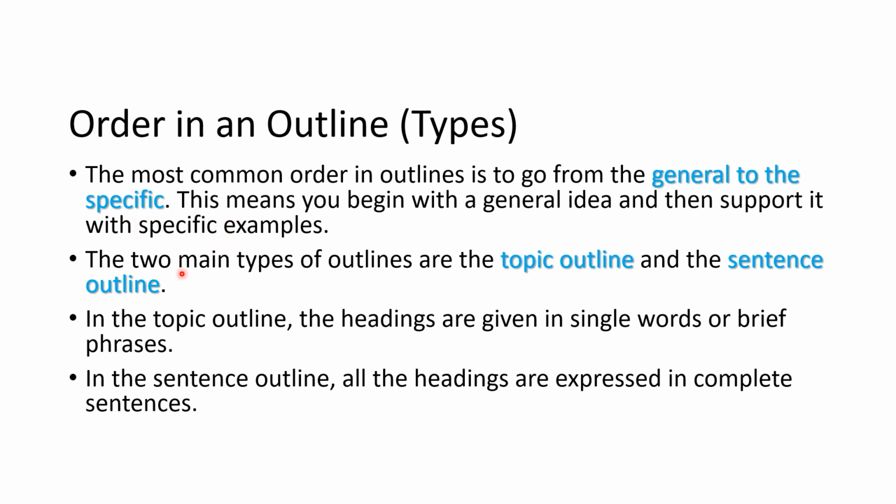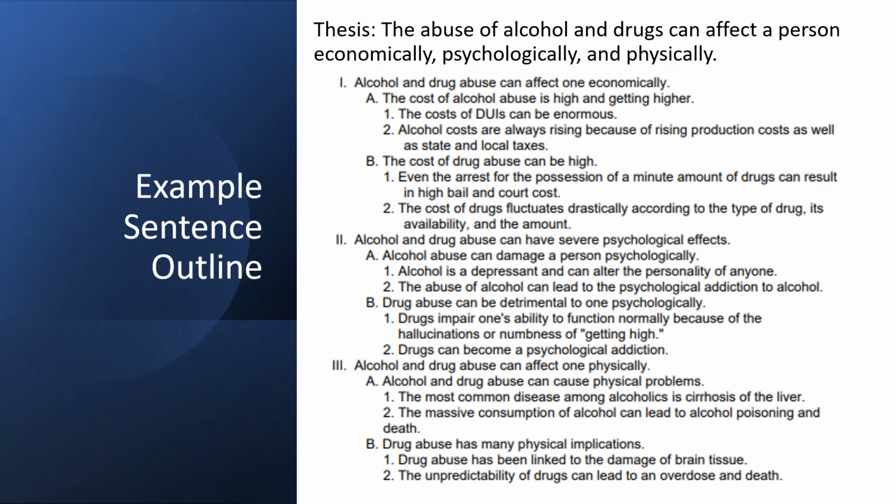The two main types of outlines are the topic outline and the sentence outline. In the topic outline, the headings are given in single words or brief phrases, while in the sentence outline, obviously, all the headings are expressed in complete sentences. On this slide is an example of a sentence outline. As mentioned a while ago, an outline begins with a thesis. This is an example thesis statement, although this is a weak example. The abuse of alcohol and drugs can affect a person economically, psychologically, and physically.